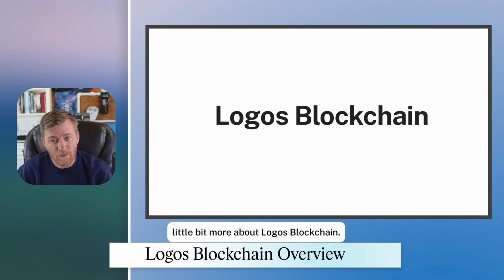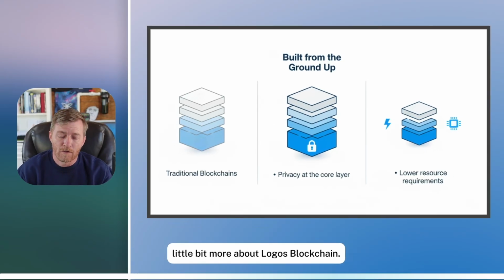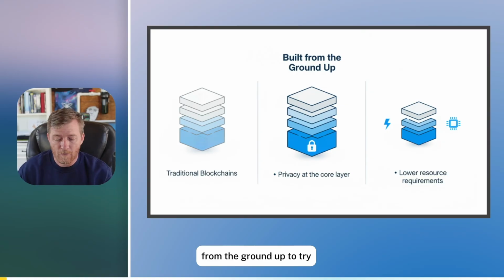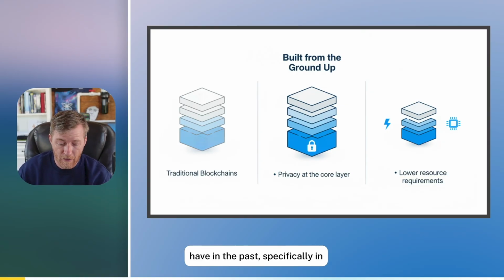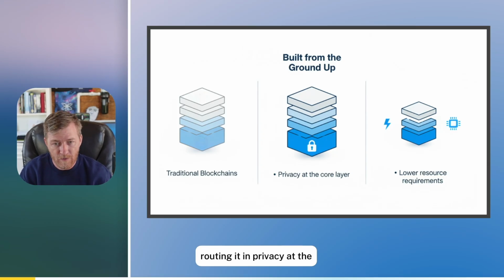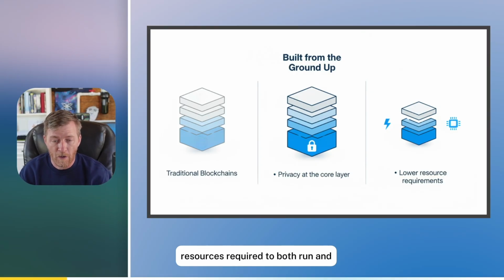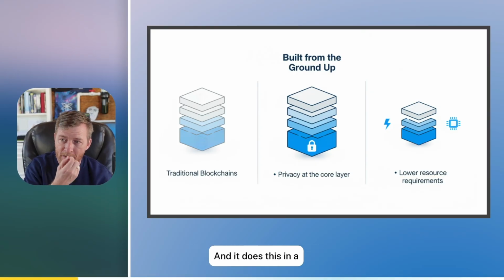And finally, we can talk a little bit more about Logos blockchain. Logos blockchain is a blockchain built from the ground up to try and do more than other blockchains have in the past, and specifically in rooting it in privacy at the lowest point in which you can go, and lowering the amount of resources required to both run and participate in the network. And it does this in a number of ways.